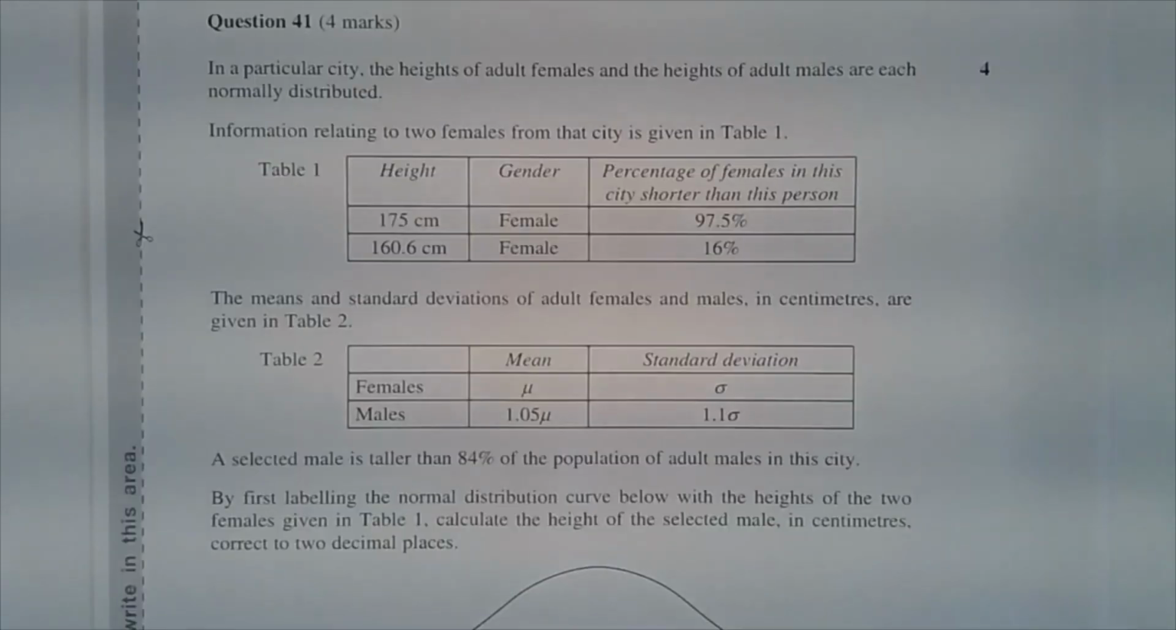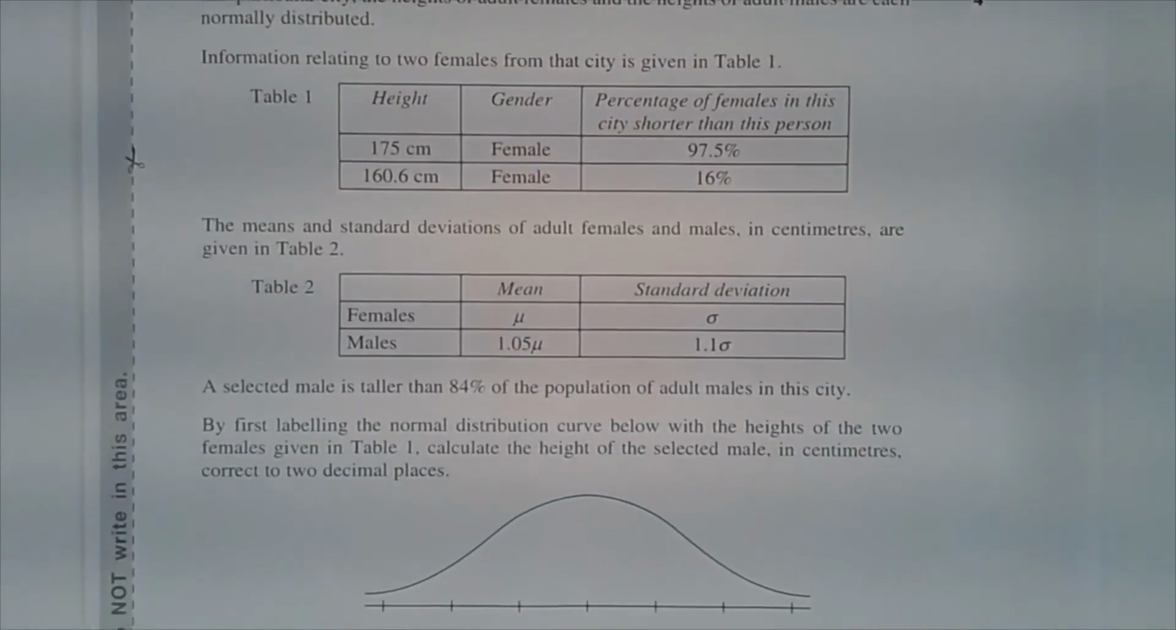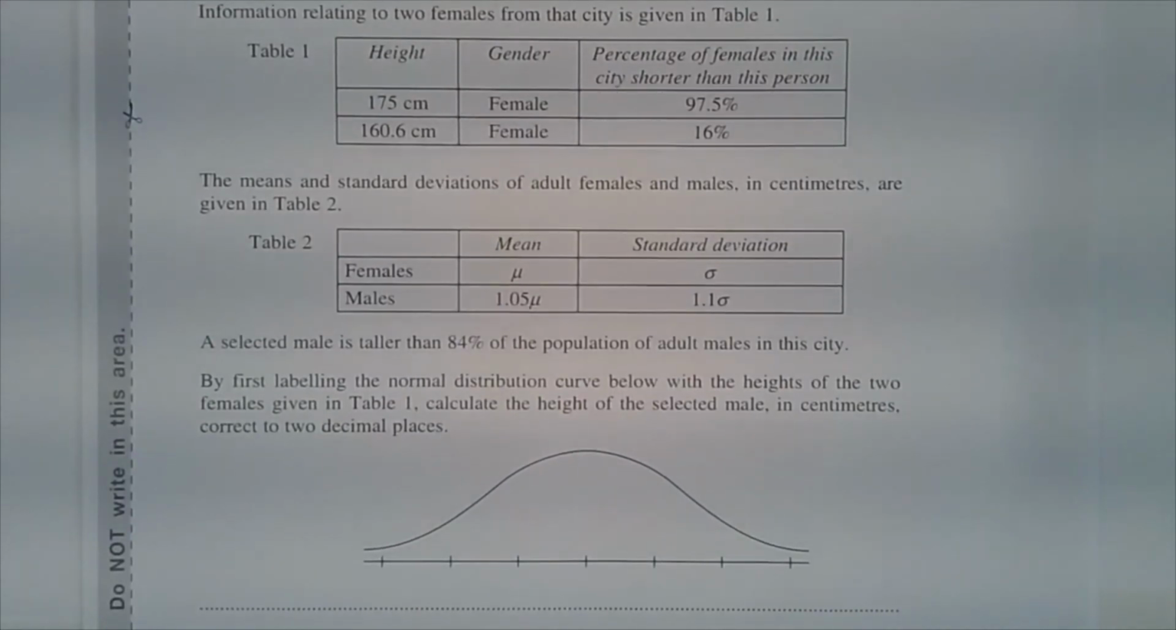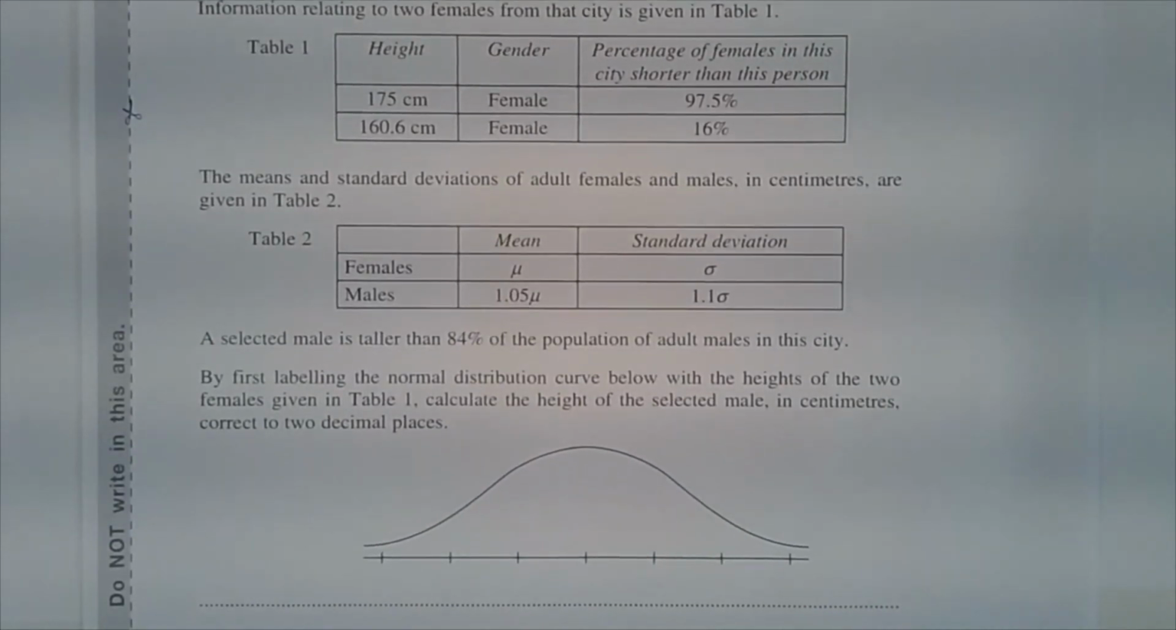Question 41. In a particular city, the heights of adult females and the heights of adult males are each normally distributed. Information relating to two females from that city is given in Table 1. The means and standard deviations of adult females and males in centimetres are given in Table 2. A selected male is taller than 84% of the population of adult males in this city. By first labelling the normal distribution curve below with the heights of the two females given in Table 1, calculate the height of the selected male in centimetres, correct to 2 decimal places.